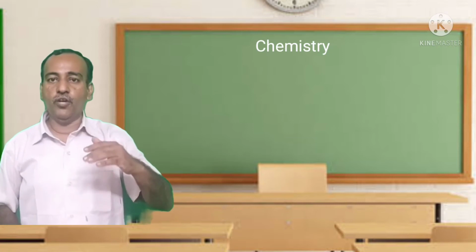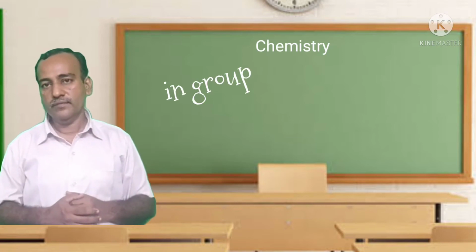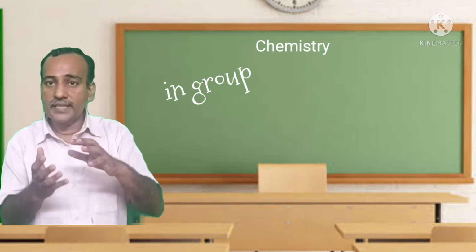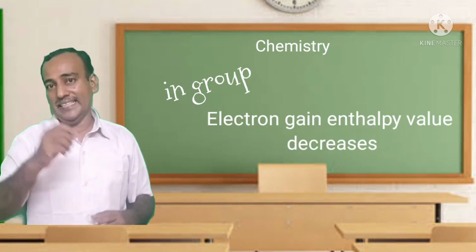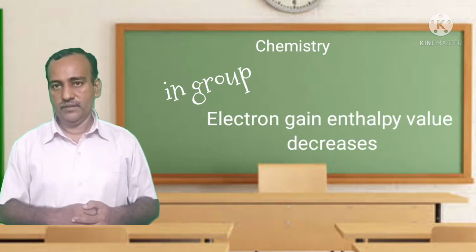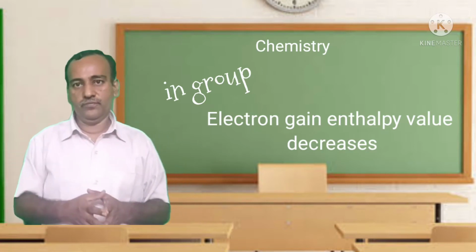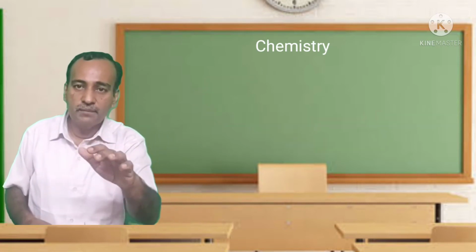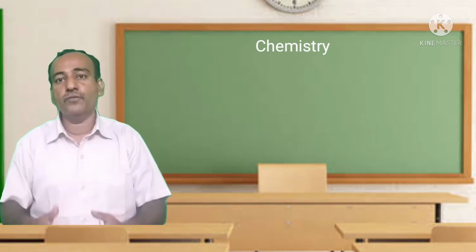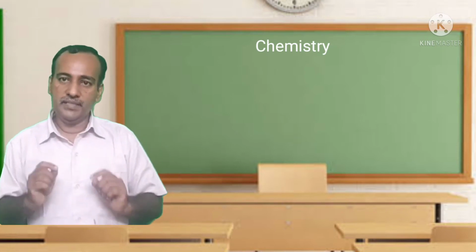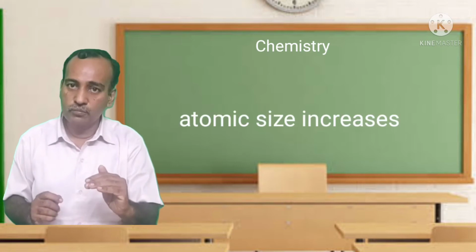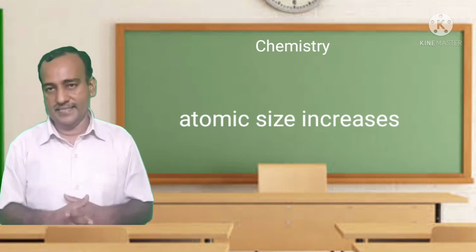But when we move from top to bottom, the electron gain enthalpy value decreases. The electron gain enthalpy value becomes less negative. Why does the electron gain enthalpy value become less negative when we move from top to bottom? Because when we move from top to bottom, atomic size increases.